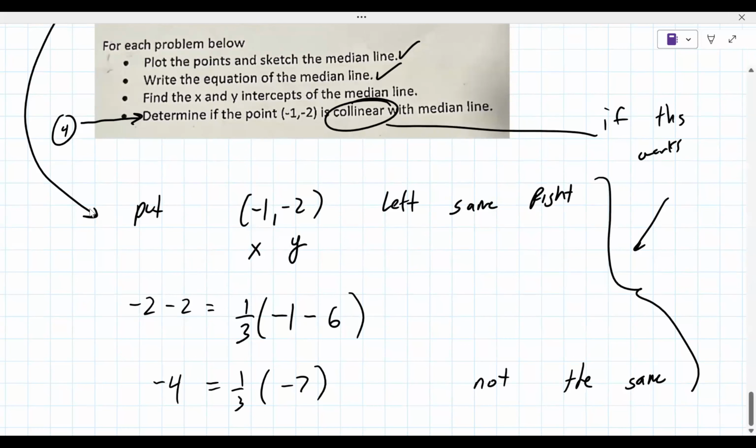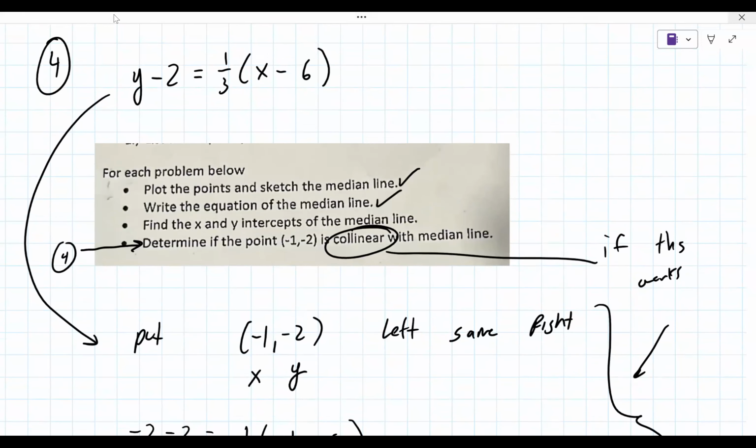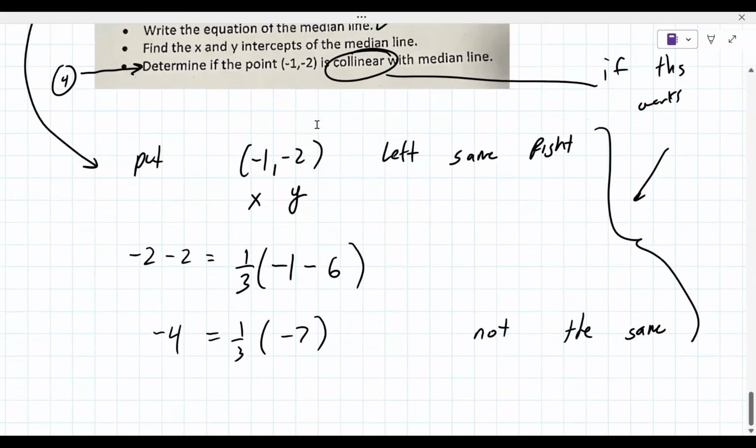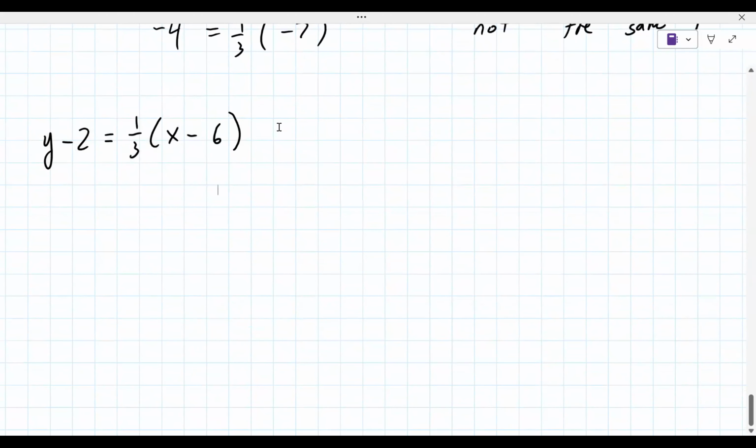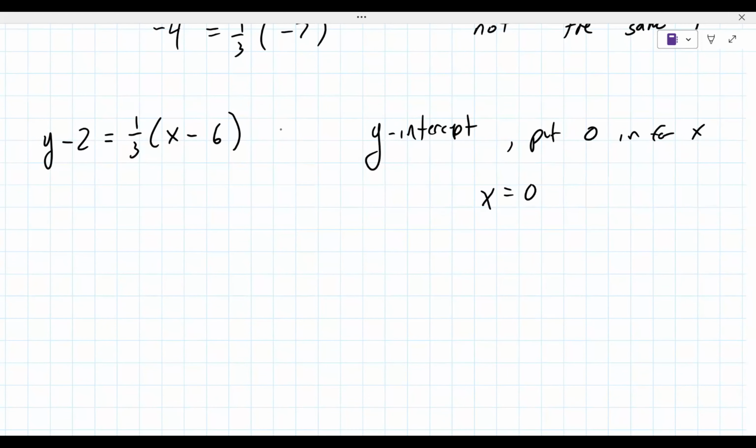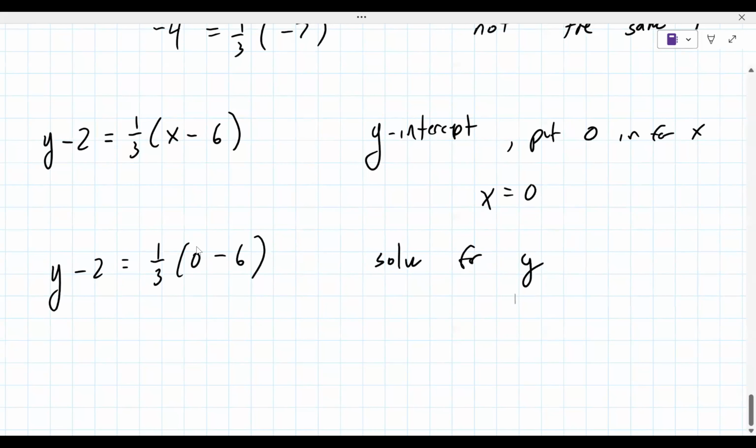All right, now to find the x and the y-intercepts, there's lots and lots of work to do these. The easier one is the y-intercept. You're putting 0 in for x. So x equals 0. So this becomes y minus 2 equals 1/3 times 0 minus 6. And then you are going to solve for y. Simplify on the right first, and then move this -2 over by adding 2.